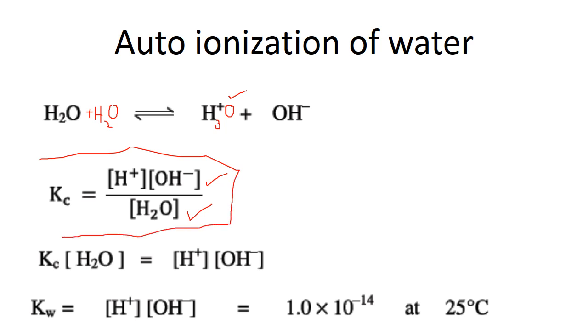And after that, if I take water on the left hand side, it will give us a new constant, which will be the water constant, and it depends upon the ionic product of hydrogen ions and hydroxyl ions. So how much water dissociates? It dissociates up to 1.0 multiplied by 10 raised to power minus 14 at 25 Celsius temperature.